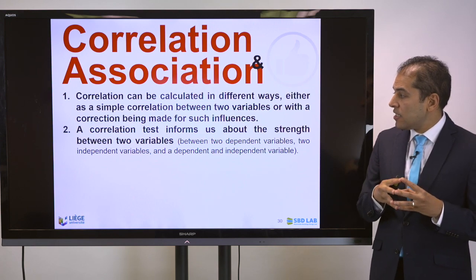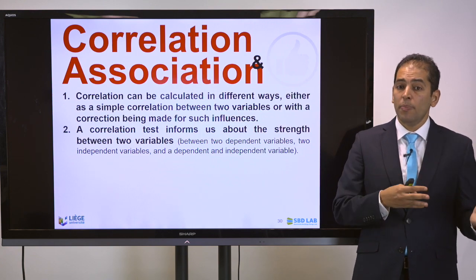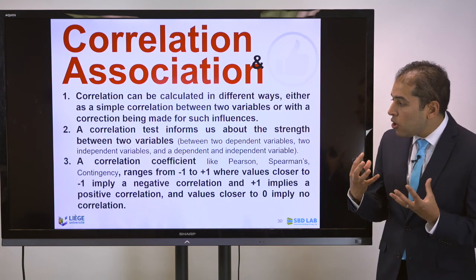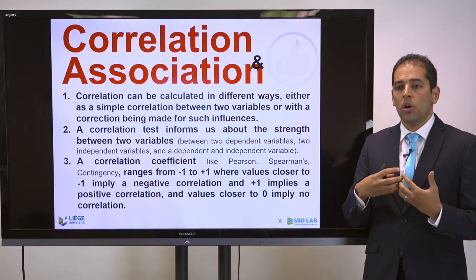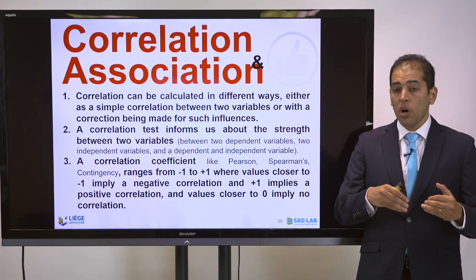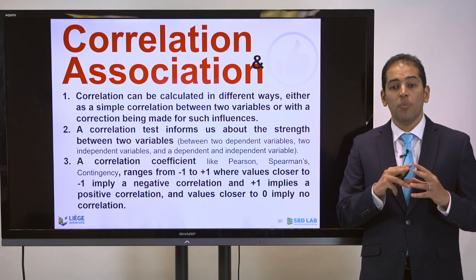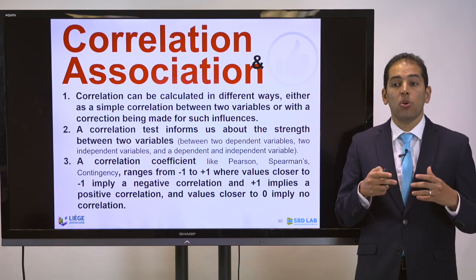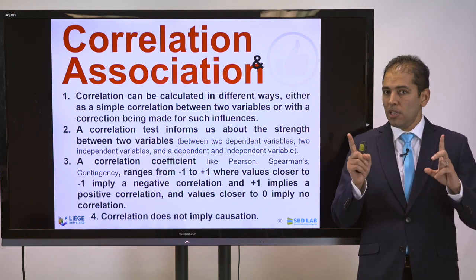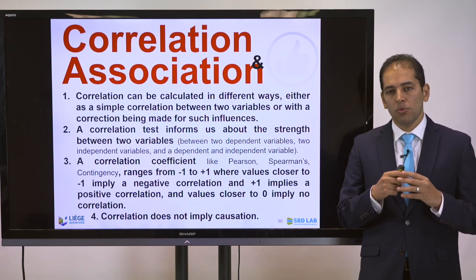A correlation test informs us about the strength between two variables, whether two dependent variables, two independent variables, or a dependent and an independent variable. A correlation coefficient like Pearson, Spearman, or the contingency coefficient ranges always between -1 and +1, where values closer to -1 imply a negative correlation, +1 implies a positive correlation, and values closer to 0 imply no correlation. And finally, correlation does not imply causation, and you need to go for further tests if you want to prove the causation.